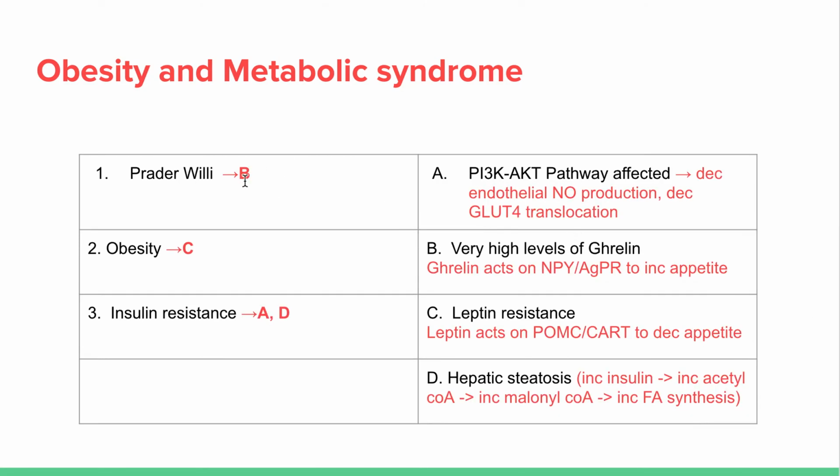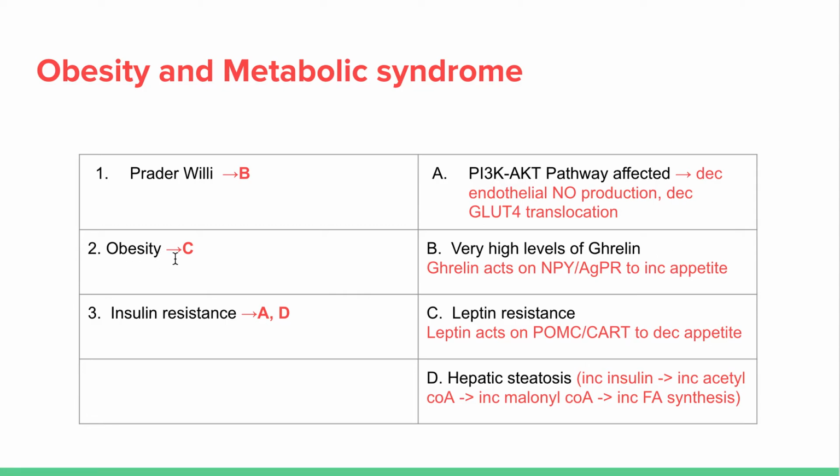And the second one for biochemistry, so pause and unpause when you're ready. So Prader-Willi is B, very high levels of ghrelin, and ghrelin acts on the NPY/AgRP to increase appetite. I just think of New York, I go to New York, I eat a lot, street food and whatever, however you want to remember this. This is the center of your brain that increases appetite.